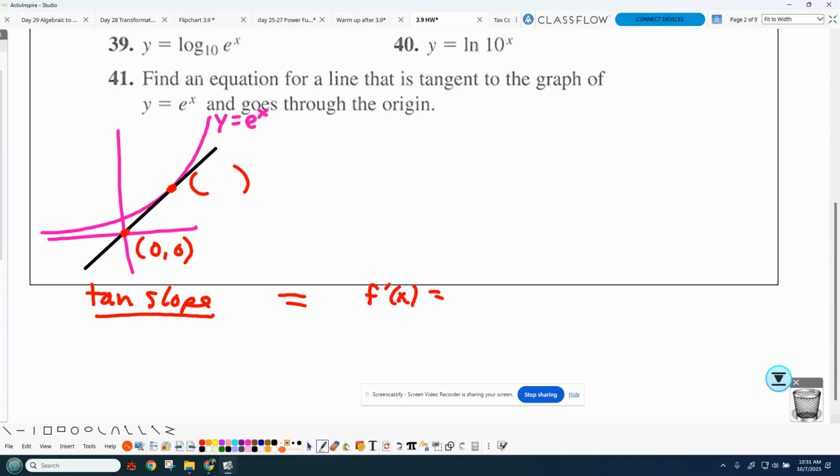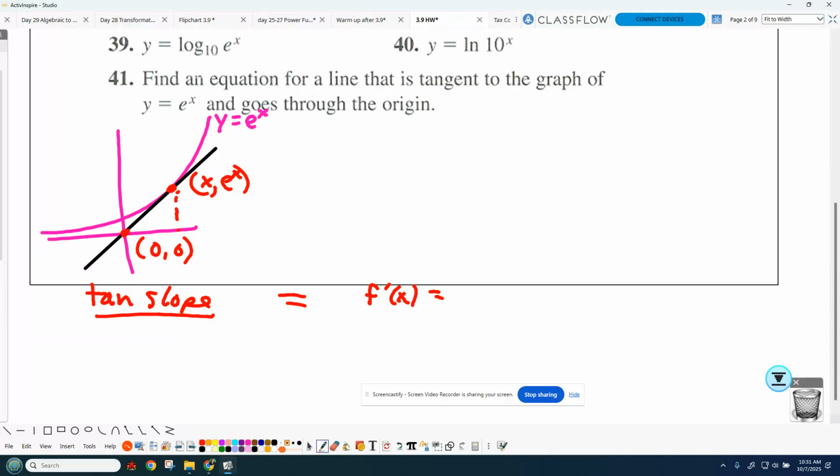I don't know the numbers that are the coordinate, but I know variables. What is that coordinate in terms of variables? Yeah. e to the x, comma y. Well, y is e to the x. So what is the x value? x.